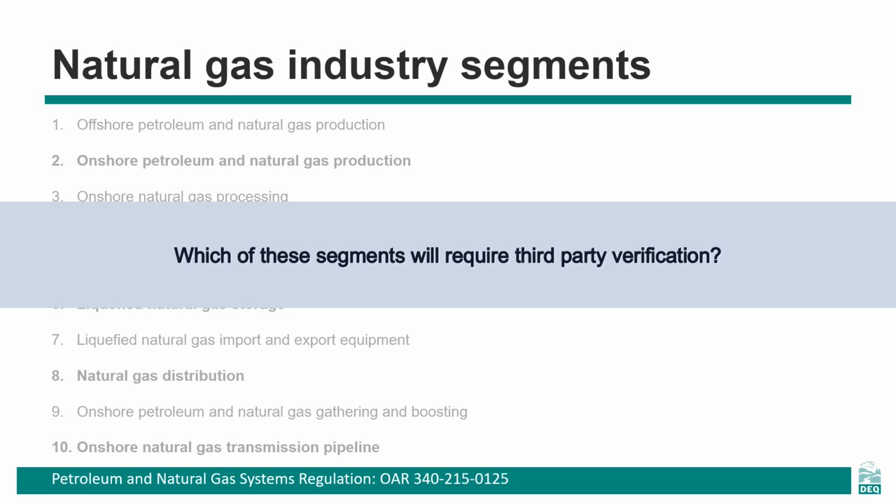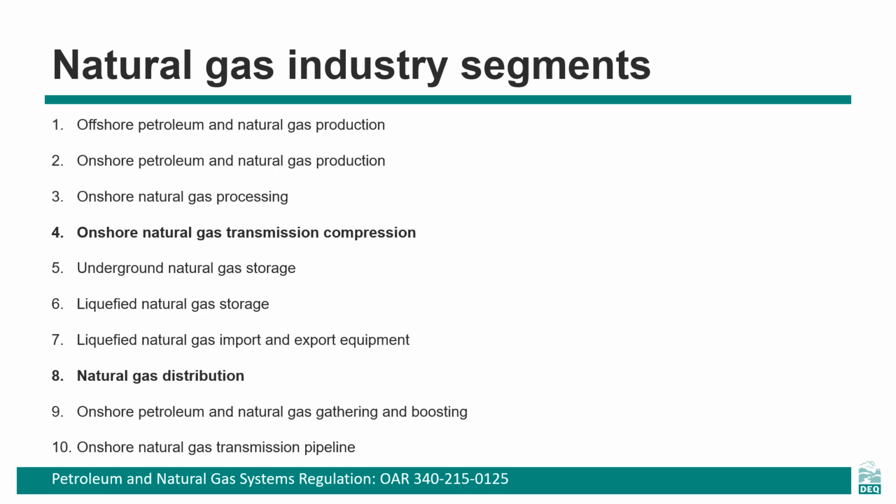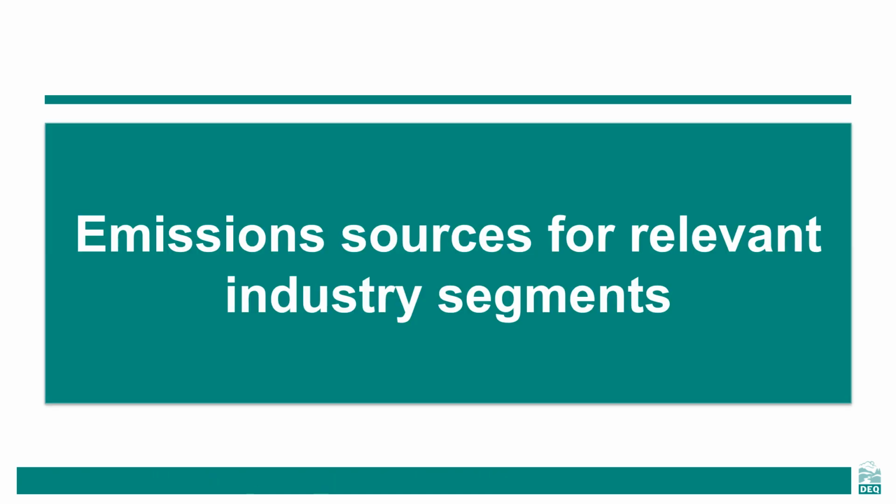So which of these are actually large enough that they will require third-party verification? Only 2: onshore natural gas transmission compression and natural gas distribution. Currently, we only have 2 facilities that will require verification in this sector, though they are all required to report emissions. Now that we've narrowed down what we're looking at, let's take a closer look at what greenhouse gas emissions reporting from these 2 relevant segments entails.